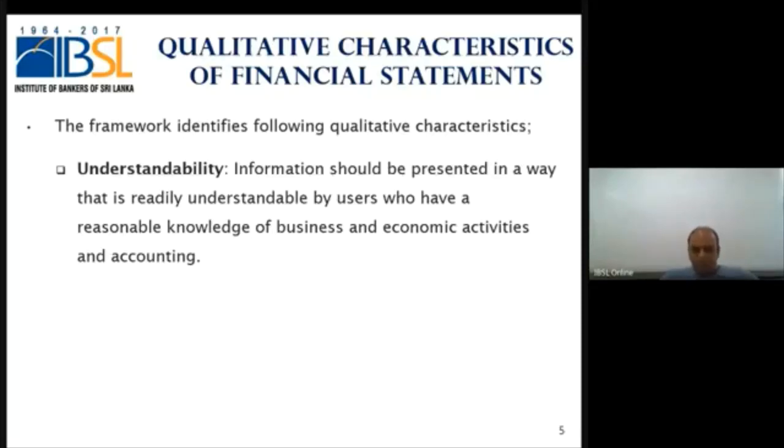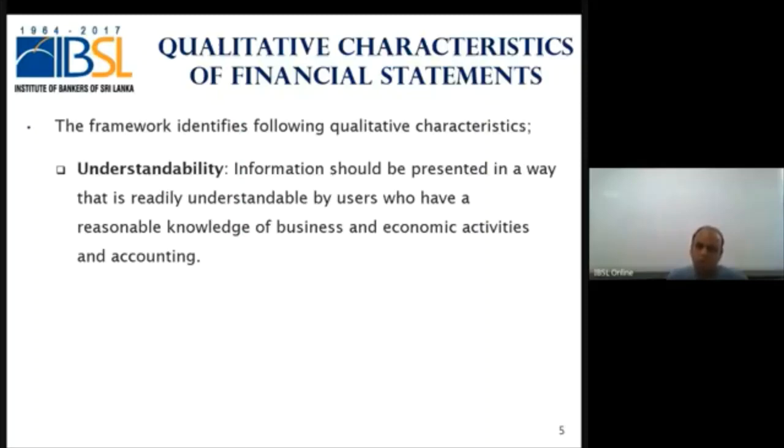Your financial statements have to be understandable by the users who have a reasonable knowledge of business. So people should know what is happening with the business, and they should know what are the economic activities that are taking place. And most importantly, what is accounting? Because if you are not a person who knows about accounting, then the financial statements cannot be interpreted.